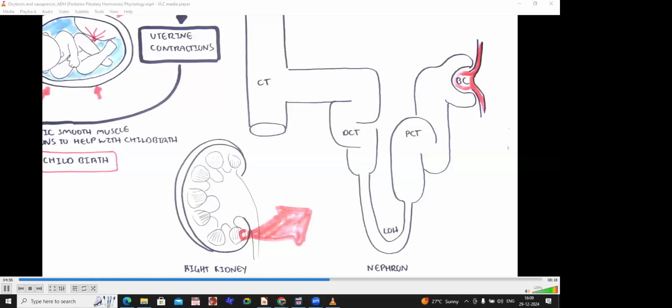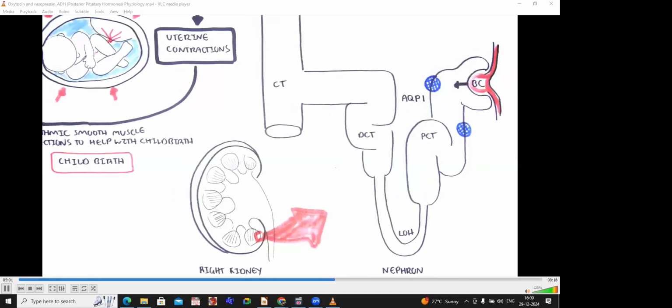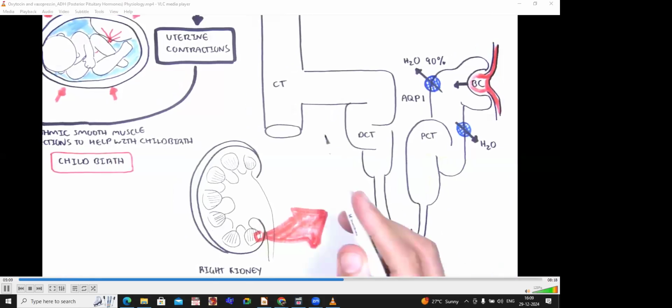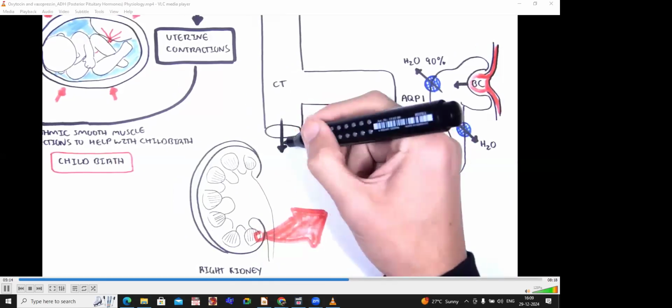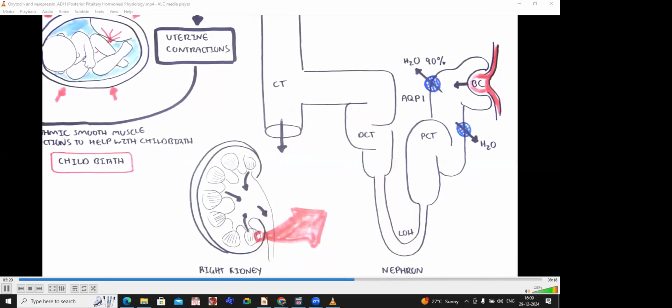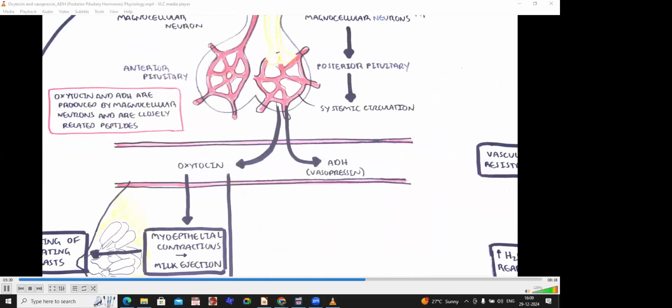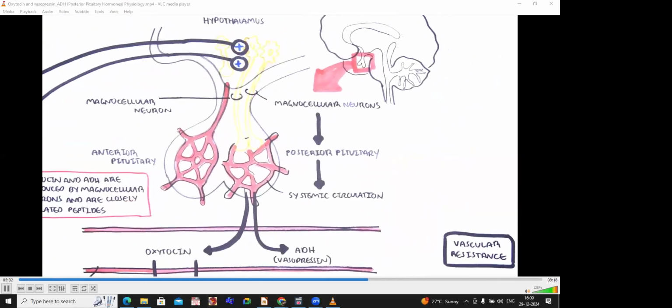The proximal convoluted tubule is responsible for reabsorbing 90% of filtered water through aquaporin 1 channels. Reabsorption of the remaining 10% of filtered water occurs in the distal convoluted tubules and the collecting ducts and is primarily driven by antidiuretic hormone. ADH works principally on the principal cells. Did you see what I did there? The principal cells are found in the distal part of the nephrons, typically at the collecting ducts.